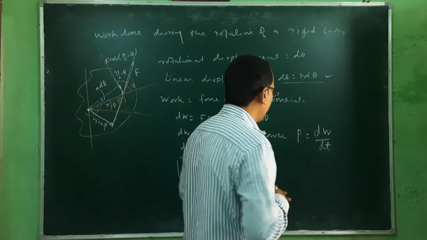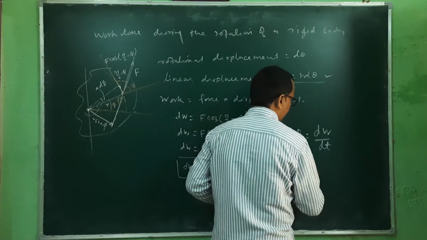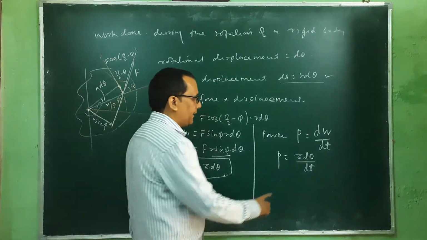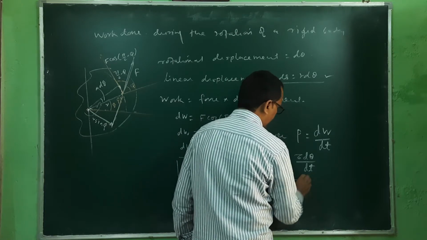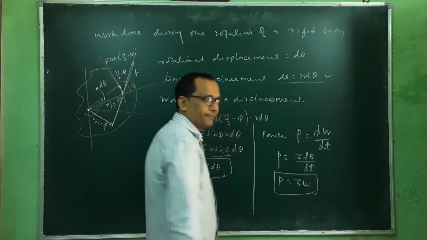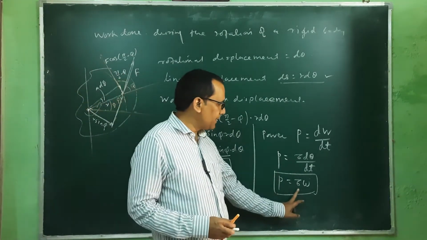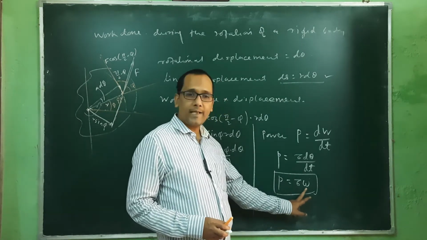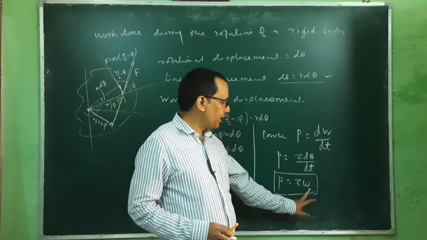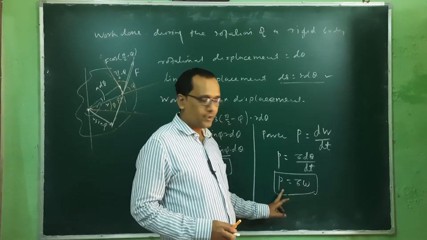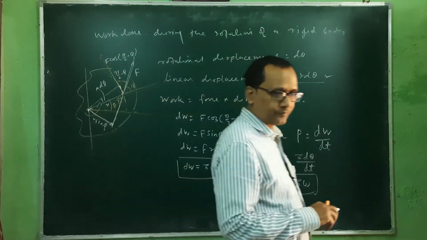So P is equal to dW by dt. So P is equal to tau d theta by dt, and d theta by dt is nothing but omega. So this is tau multiplied by angular velocity. Okay, so in translation motion, we have force F and velocity V. In translation motion, power was calculated as P equal to force multiplied by linear velocity, and in rotational motion, this power is equal to tau multiplied by omega. Omega is the angular velocity. Okay.